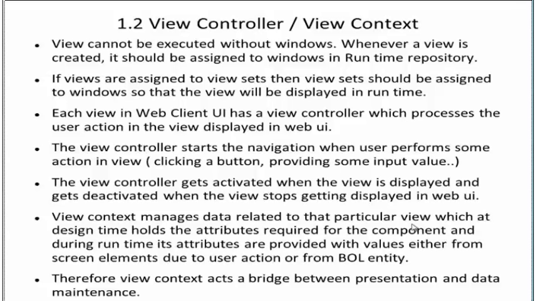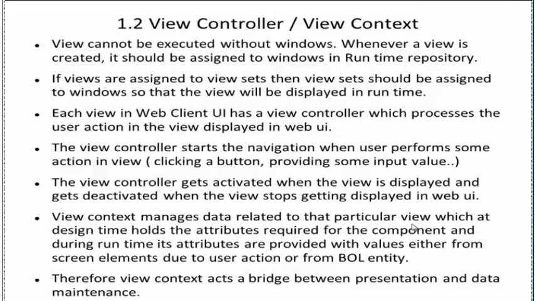So the context of the view will hold the data within the context nodes. So this data will stay alive till the view is displayed. Once the view is not displayed, the data dies. So basically, these context nodes have a structure which holds the data at the runtime, either from the user input or from the bool entities.